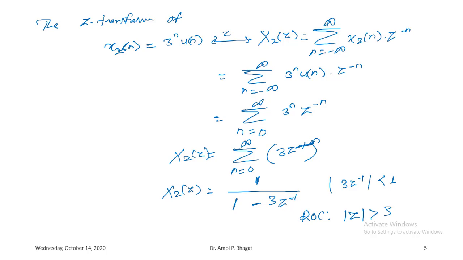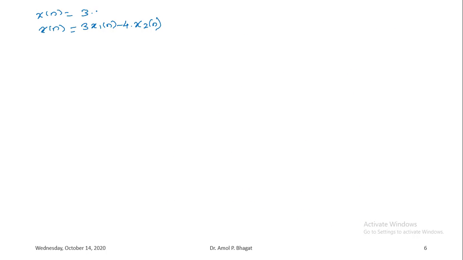That is 3 into x1 of n minus 4 into x2 of n, right? But this signal x of n was given as 3 into 2 raised to the power n u of n minus 4 into 3 raised to the power n, whole into u of n. So this was the original signal. We represented it as 3 into x1 of n minus 4 into x2 of n. This x1 of n is nothing but 2 raised to the power n u of n, and x2 of n is nothing but 3 raised to the power n u of n.